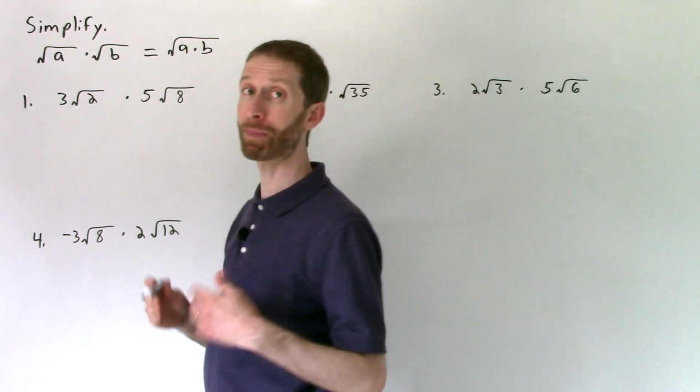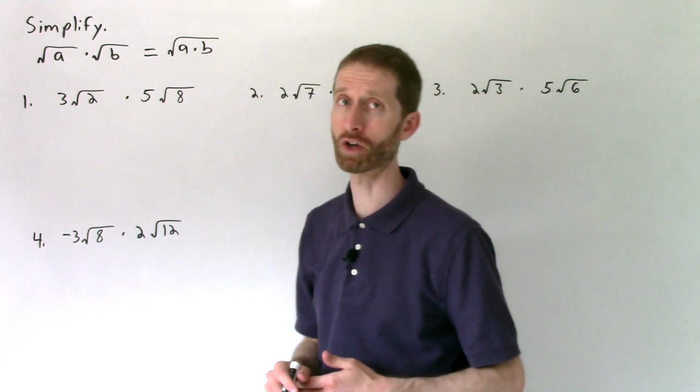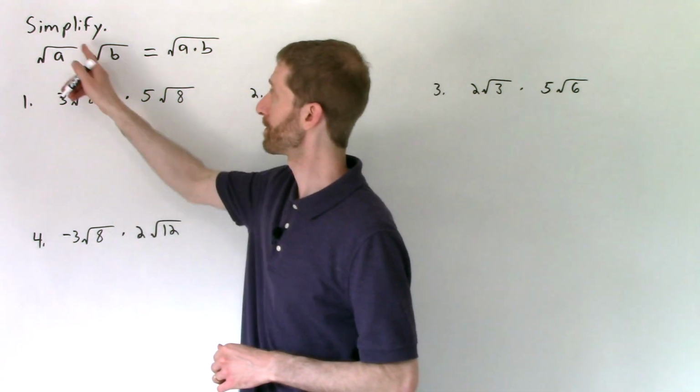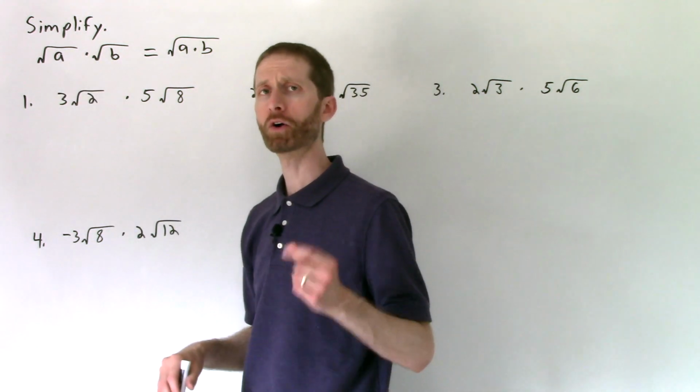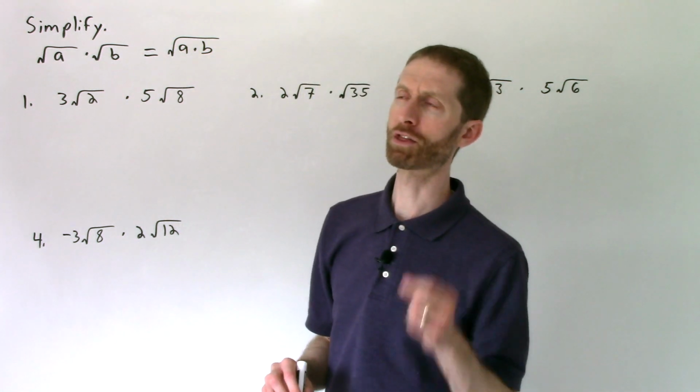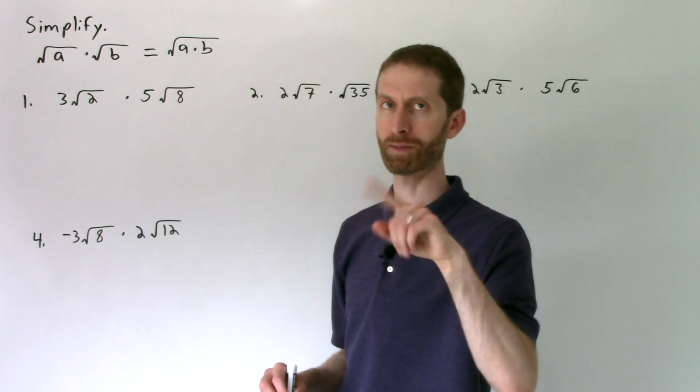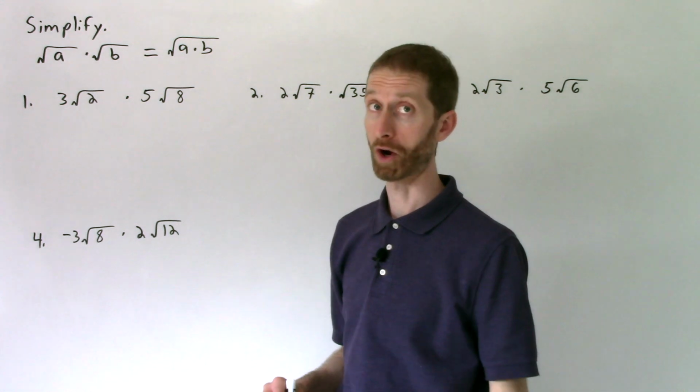Think of the square roots as powers that are the same, right? So we can multiply those bases if the powers are the same. Okay, what do I mean by that? Well, like if I had 3 squared and 2 squared, that would be the same as 2 times 3 squared.